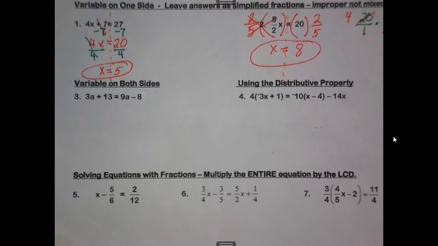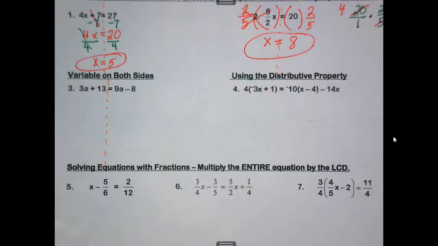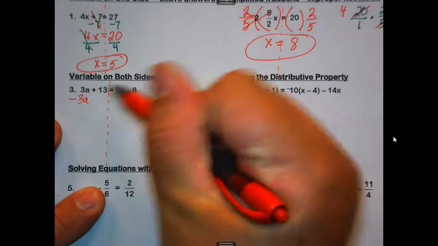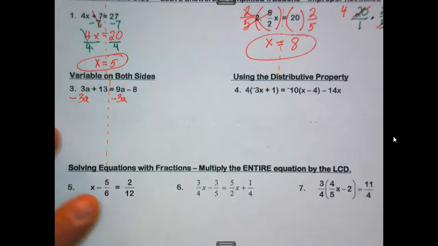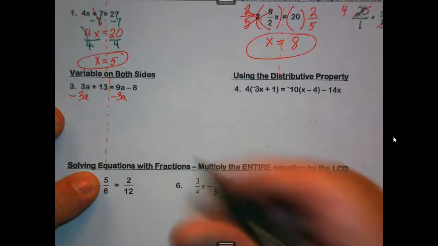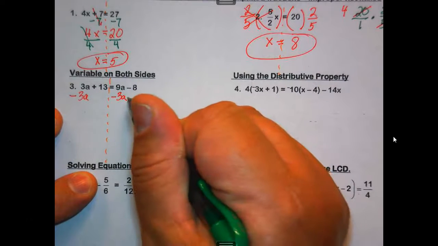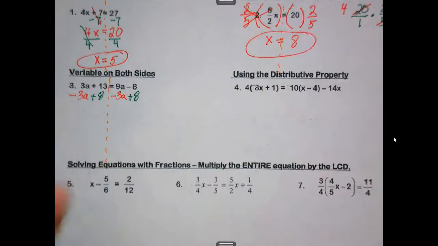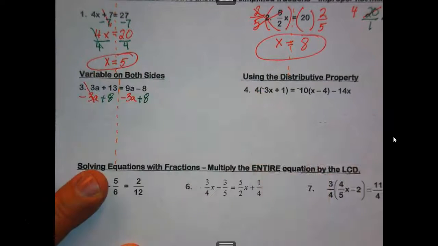Okay. All right, number 3. Variable on both sides. This is where you have to keep variables on one side, numbers on the other. I'm going to subtract 3a first. Now, for those of you who like to do 2 steps at once, if I'm subtracting 3a from this side, that means I have to get my numbers over here. I can add 8 at the same time. If this is confusing to you, please separate it into 2 steps. These add up to 0.